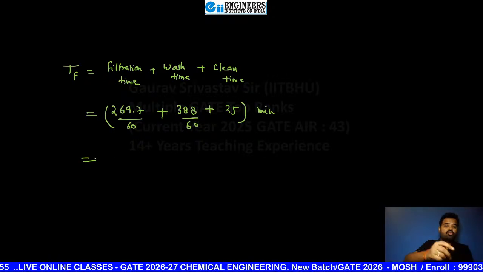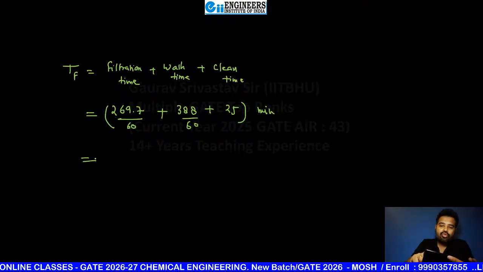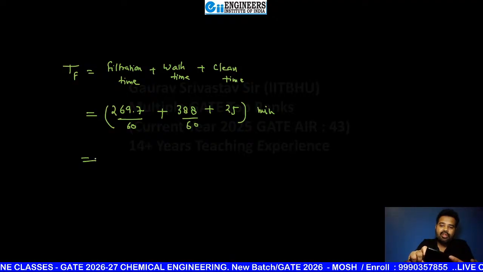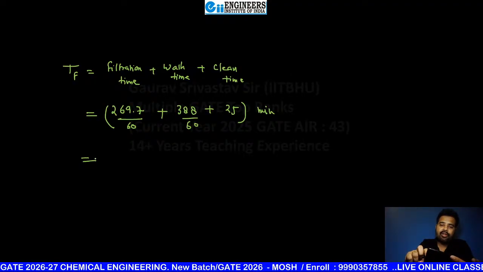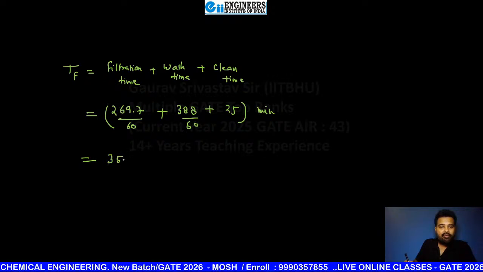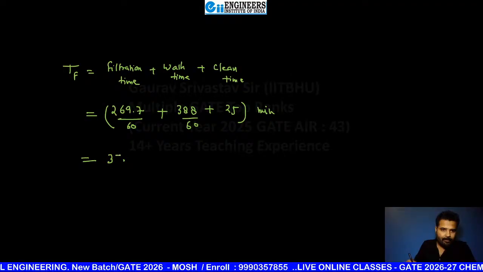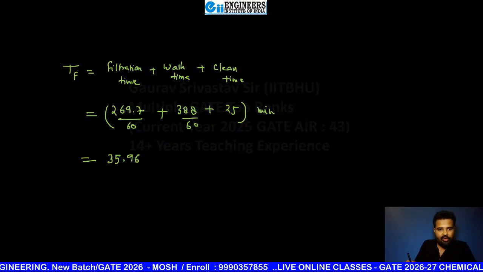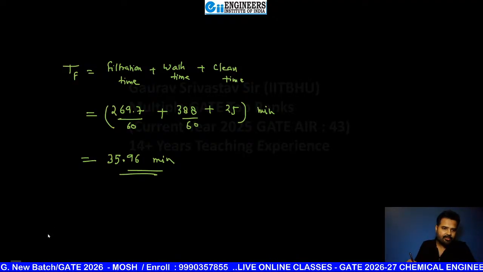Okay, let's calculate this. Very good beta. Absolutely correct. So 269.7 by 60 plus 388 by 60 plus 25, it will be 35.96166666. So 35.96 up to 2 decimal places, 35.96 minute. This is your next answer.